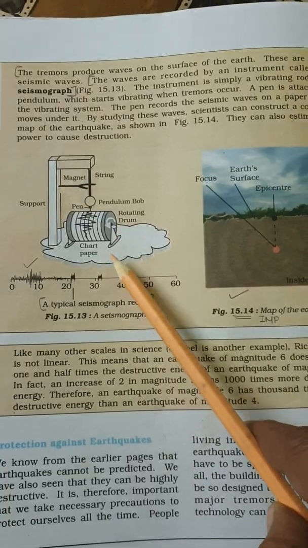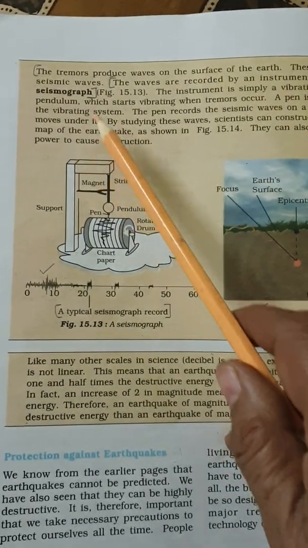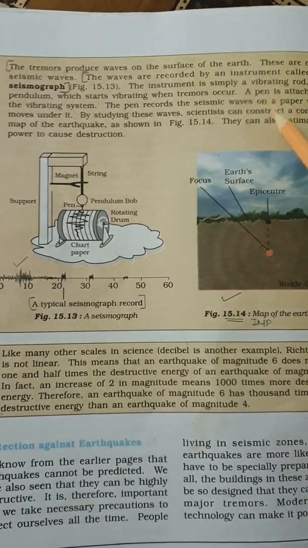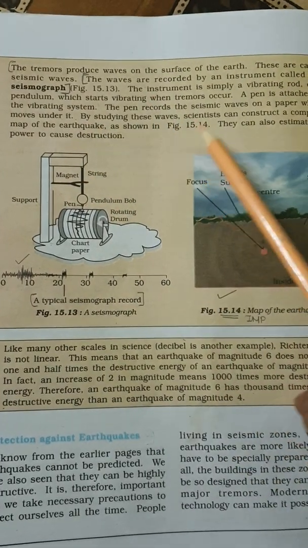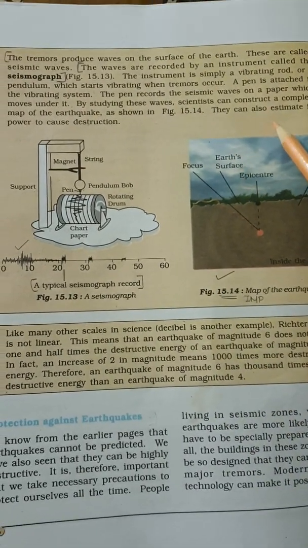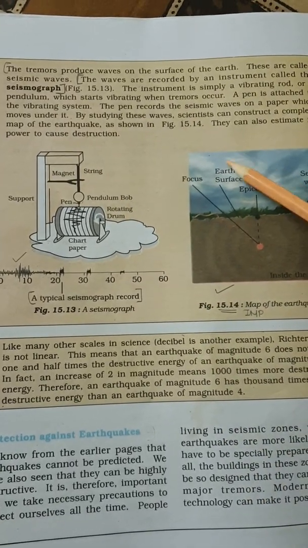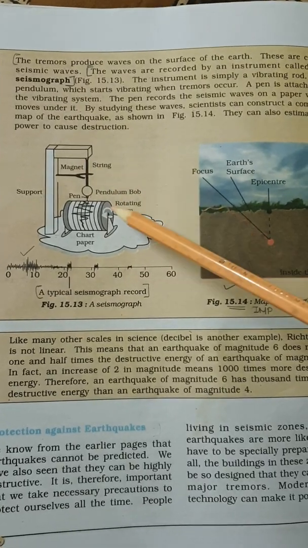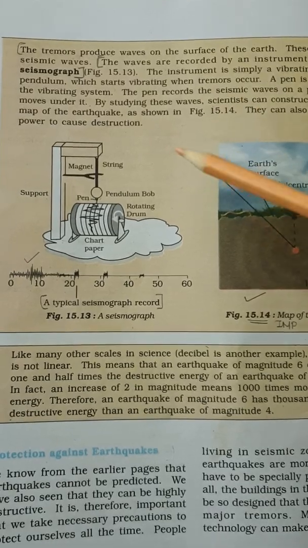Okay, now how is it recorded? The instrument is simply a vibrating rod or a pendulum which starts vibrating when tremors occur. A pen is attached to the vibrating system. The pen records the seismic waves on a paper which moves under it. By studying these waves, scientists can construct a complete map of the earthquake as shown here. They can also estimate the power to cause destruction.